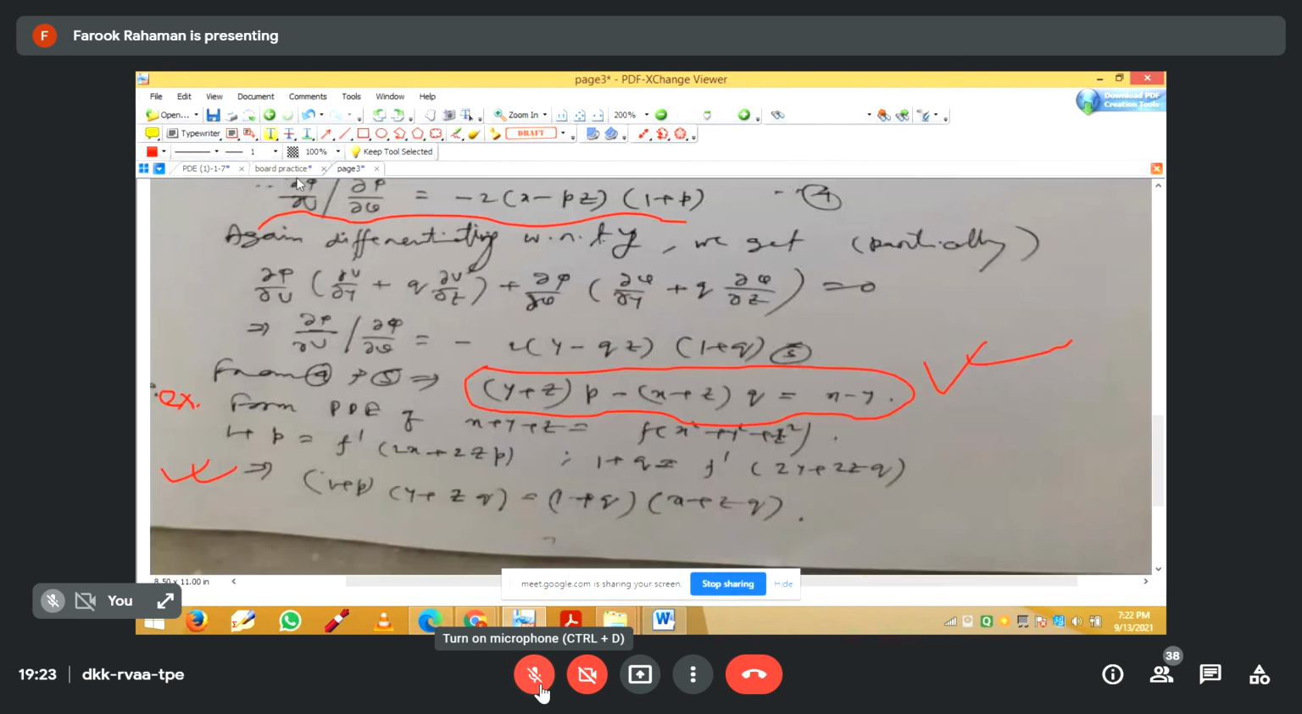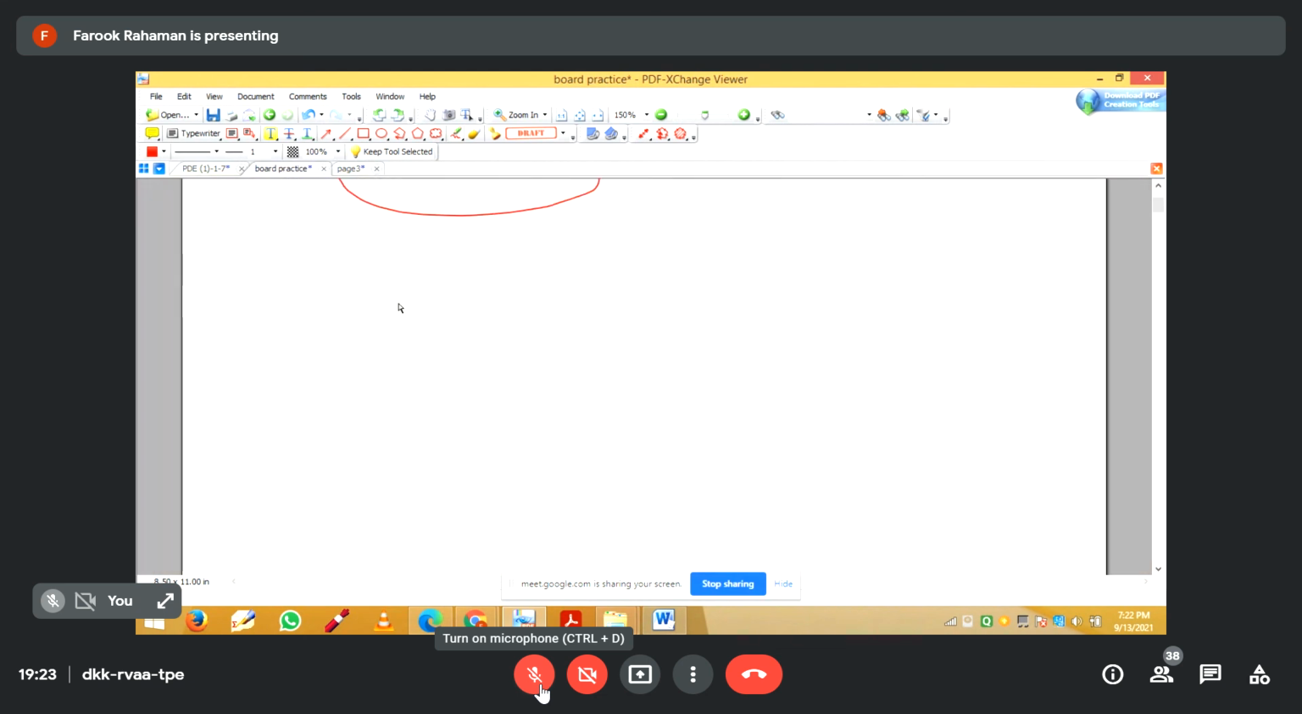Suppose what is P? The probability model is P equal to del Z del X. What is Q? We just remember this is a symbol. Del Z del Y.